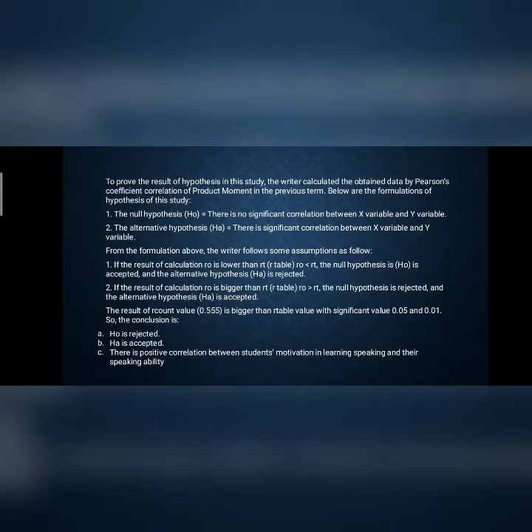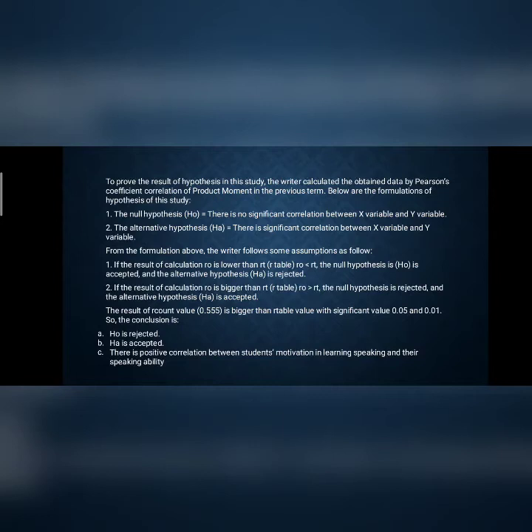As proof of the result of the hypothesis in this study, the writer concludes the obtained data by Pearson coefficient correlation of product moment in the previous term. Below are the formulations of hypothesis of this study. In point 1, the null hypothesis, there is no significant correlation between X variable and Y variable. And point 2, the alternative hypothesis, there is significant correlation between X variable and Y variable. From the formulation above, the writer follows some assumptions as follows.